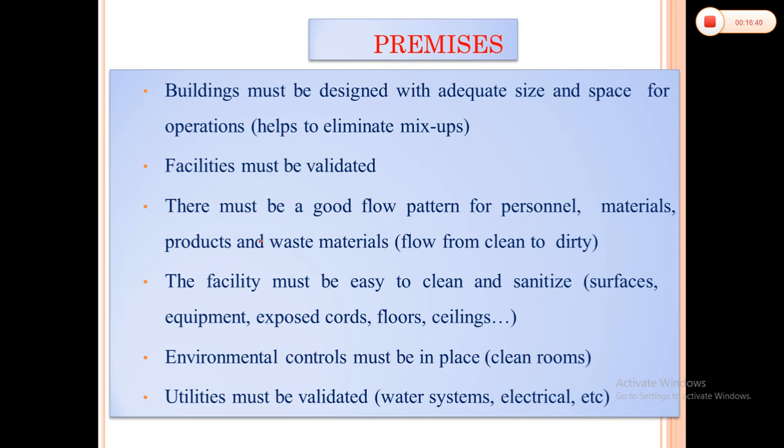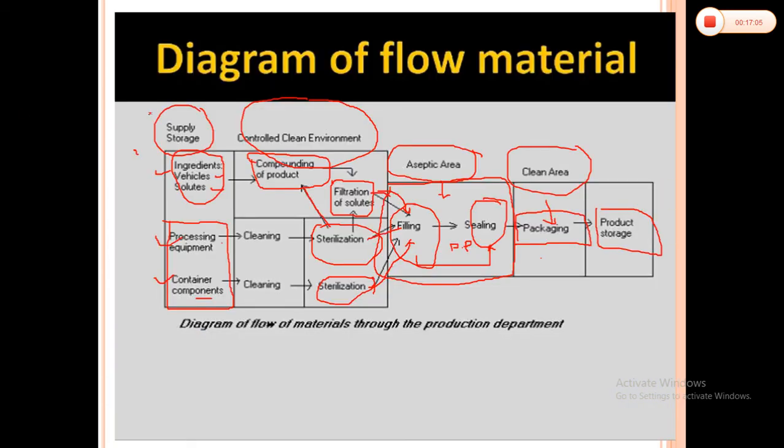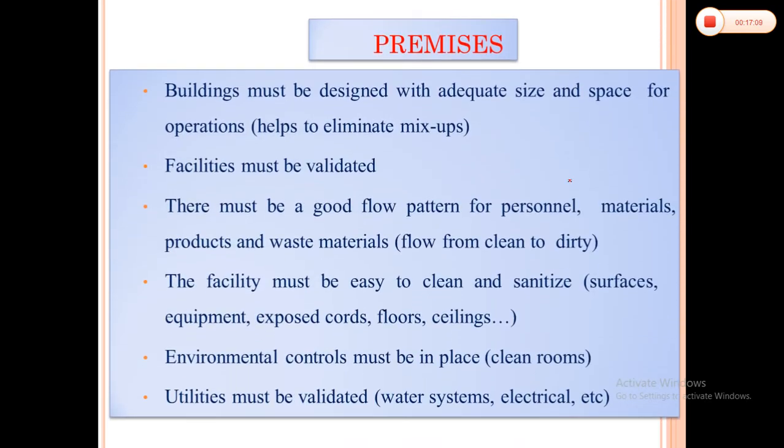So all the facilities must be validated. Whatever facilities we are using for the formulation purpose, all the facilities like water supply, electric supply, or the flow, must be properly validated. There must be a good flow pattern for the personnel, materials, products and the waste material. As I have already discussed, the flow is from the dirty to the clean area.